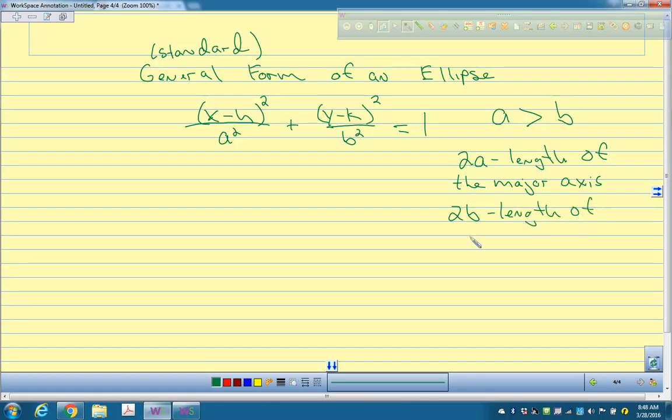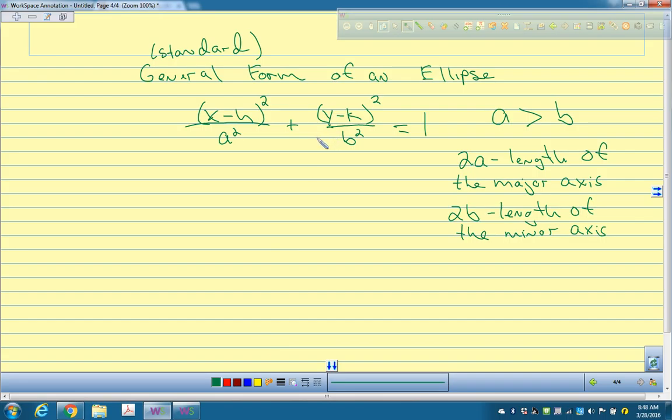A equals B is the circle, right? That's correct. Because if A is equal to B, you could just multiply through by that constant, and you would get something else over here, and the square root of that would be the radius of the circle. Okay? 2b is the length of the minor axis.